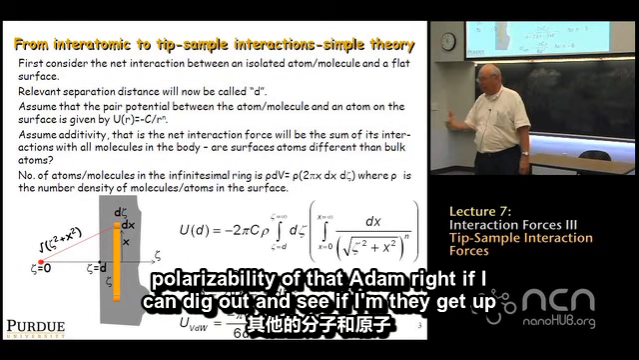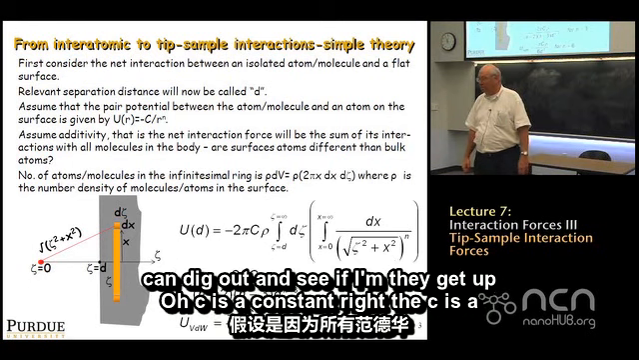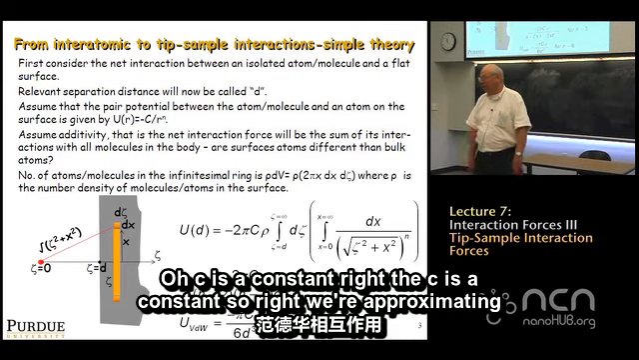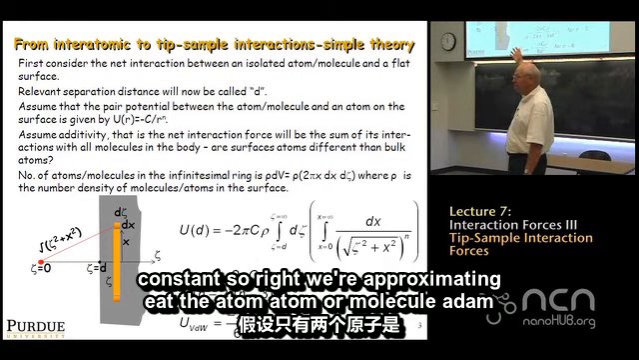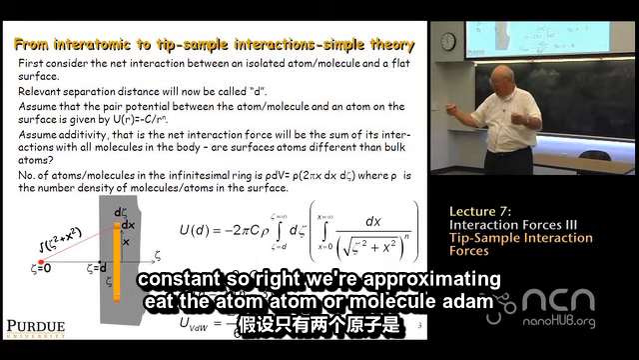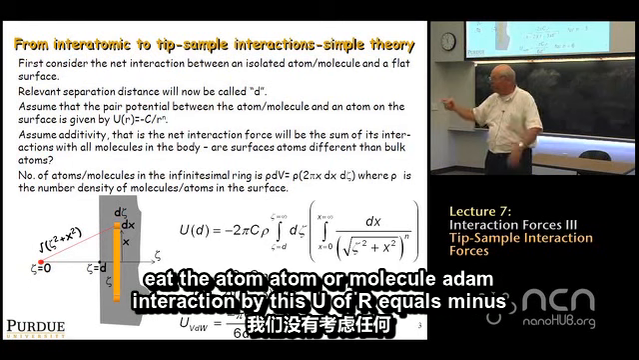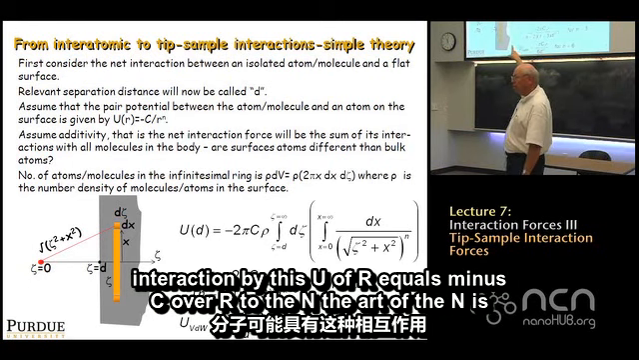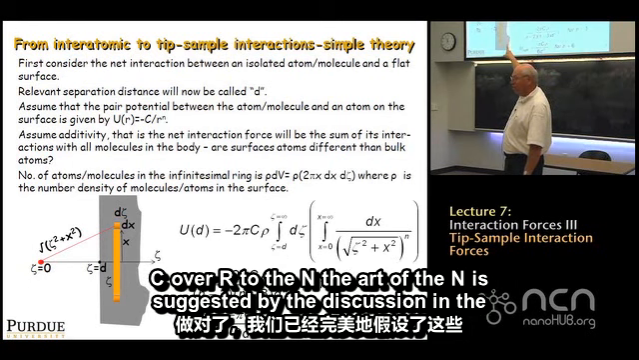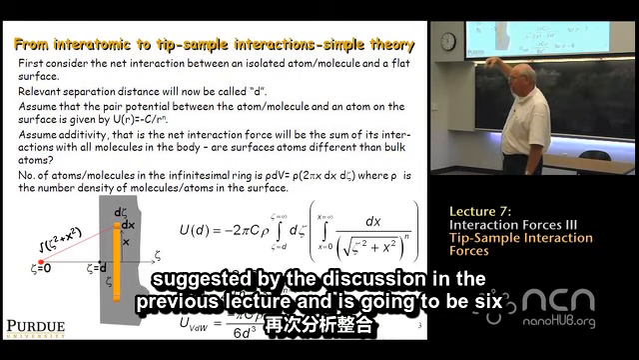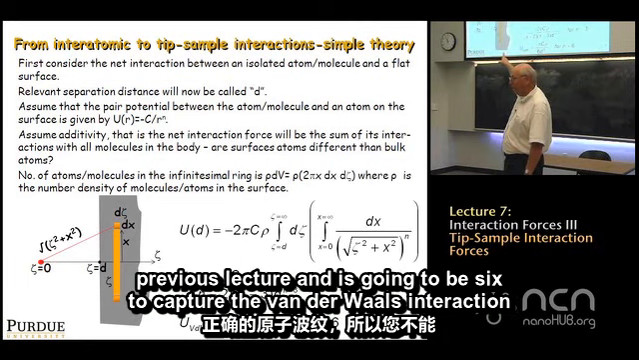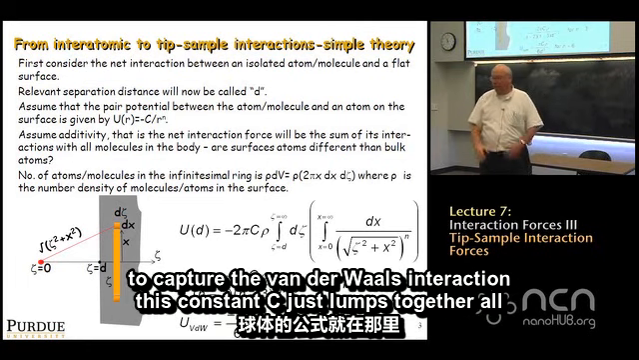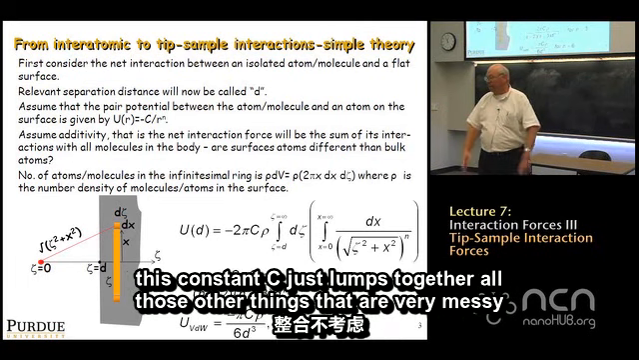I'm trying to understand why you take out C from the integral. Because C is a constant. We're approximating the atom-atom or molecule-atom interaction by U of R equals minus C over R to the N. The R to the N is suggested by the discussion in the previous lecture. N is going to be 6 to capture the van der Waals interaction. This constant C just lumps together all those other very messy things.